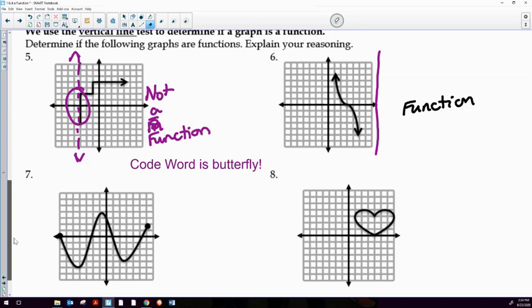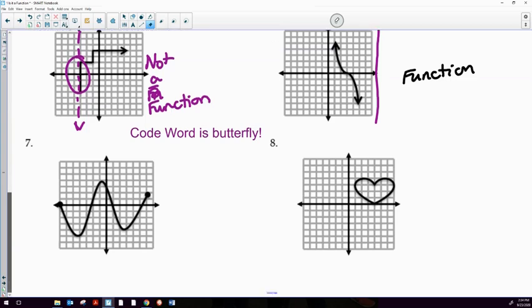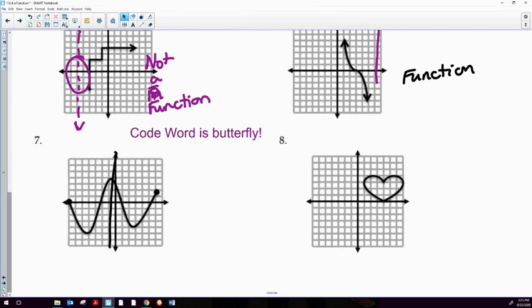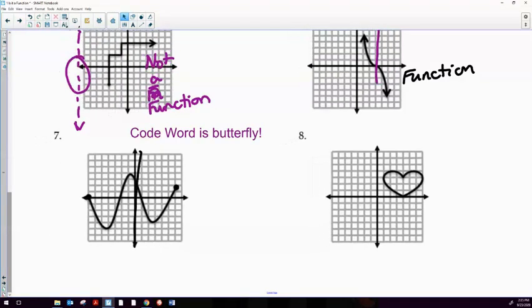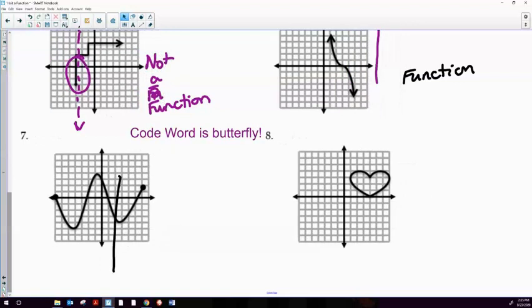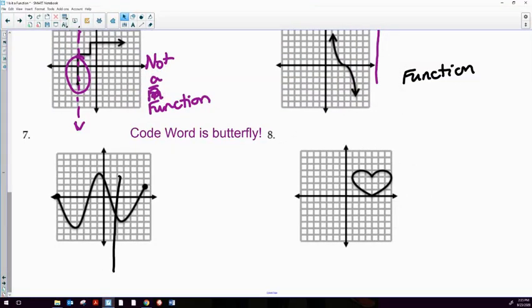Okay, so going back and looking at number 7 now. If I get my little vertical line and bring it down, I just kind of erased my vertical line. Let me draw a new one. So here's a nice up and down line, and I were to bring it across my graph, do you see how it only touches every single point of that graph one at a time? Because it's only touching one at a time, it is a function.